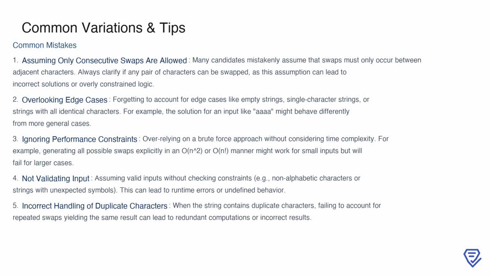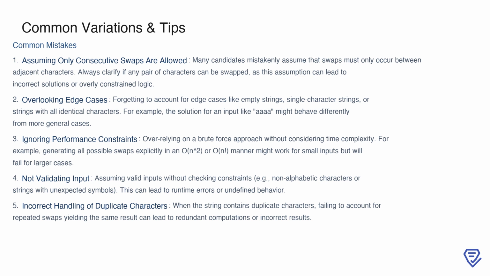When tackling this problem, there are several common mistakes to avoid. One frequent misunderstanding is assuming that swaps must only occur between adjacent characters. This can lead to overly constrained logic, so it's important to clarify if any two characters can be swapped. Another pitfall is overlooking edge cases. For example, how does your solution handle empty strings, single character strings, or strings where all characters are identical, like AAA? These scenarios can behave differently from more general cases.